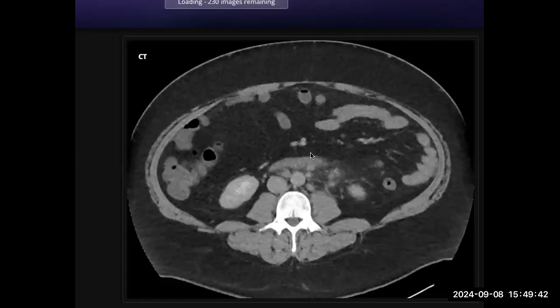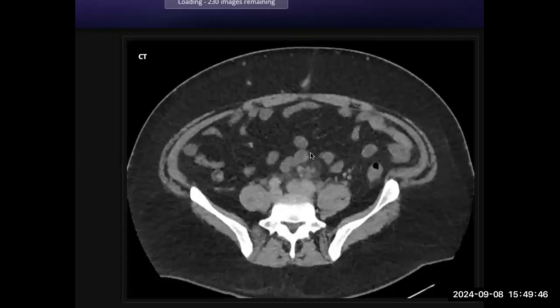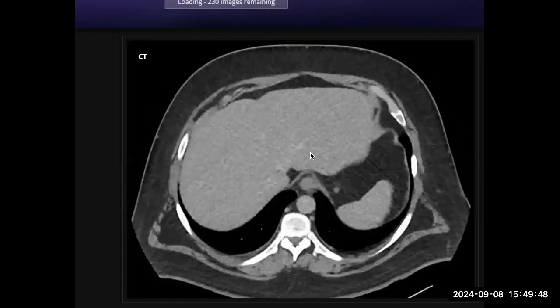Let's go to the next case. You can ask for control one more time. Requested, sir. Maybe scroll a little slower. Click once and scroll.